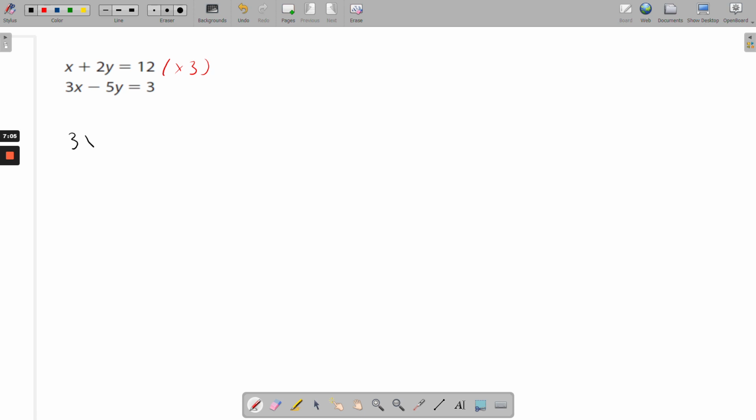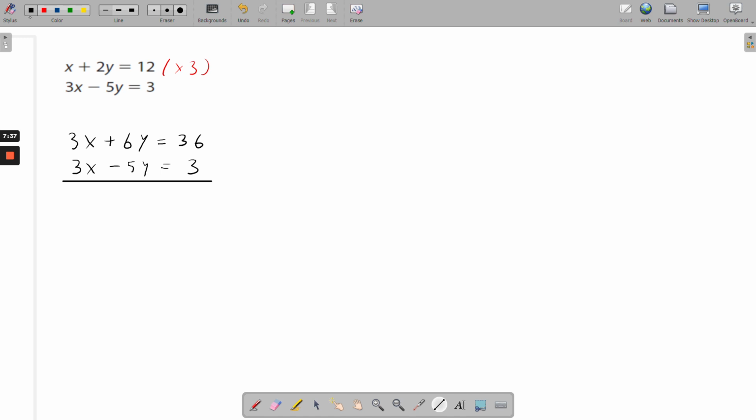So it's going to get 3x, because we've got 3 multiplied by x, plus 6y, because you're multiplying this 2y by 3. And then finally we're going to multiply 12 by 3, and we're going to get 36. Then we're just going to put the other line down here, 3x minus 5y is equal to 3. Then we put our line below here.